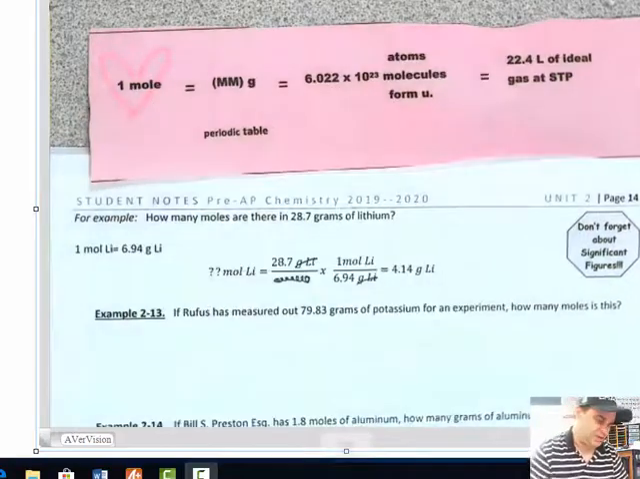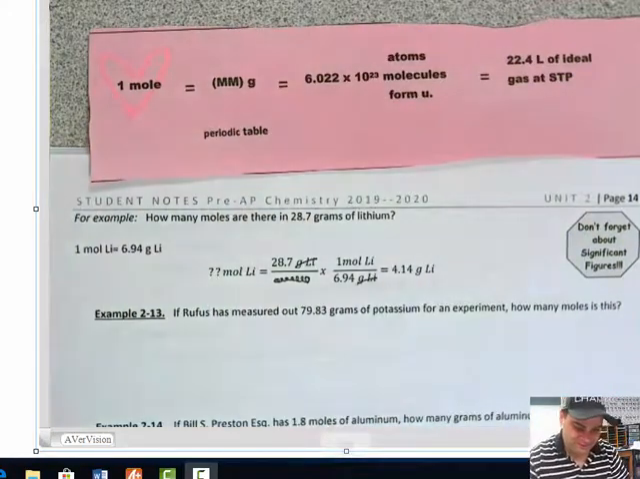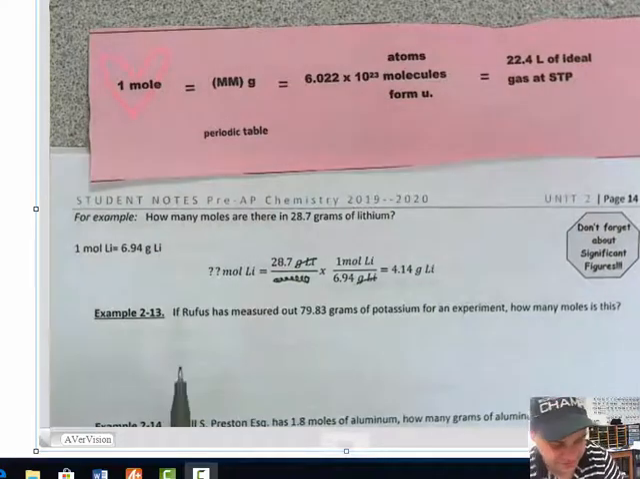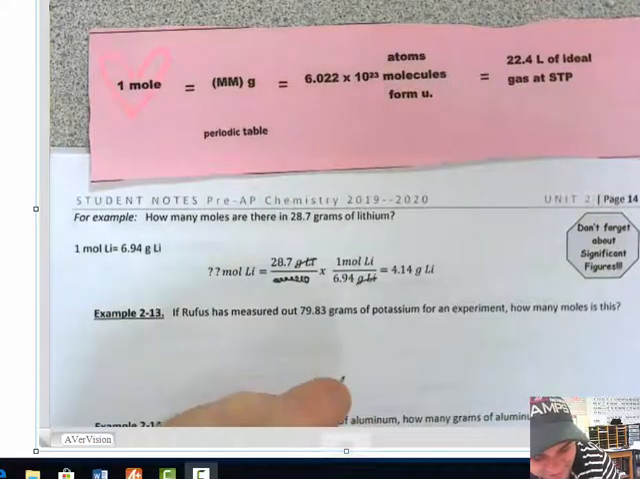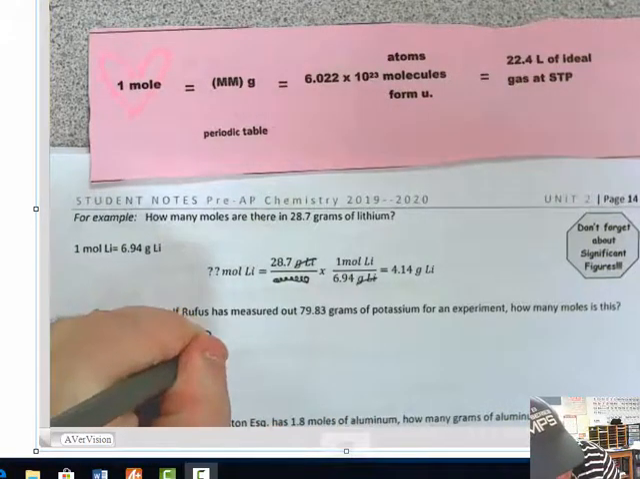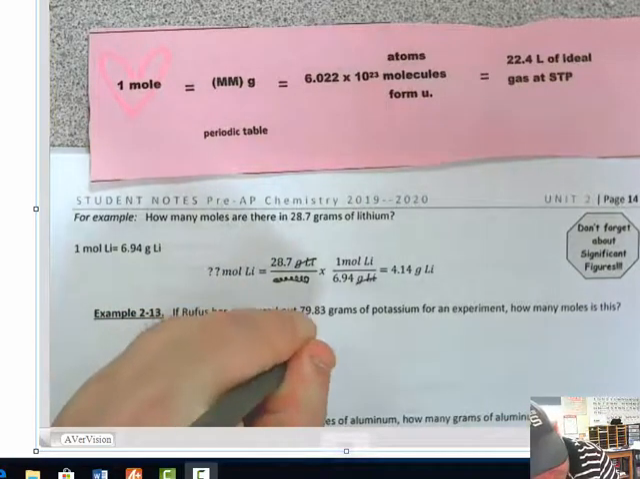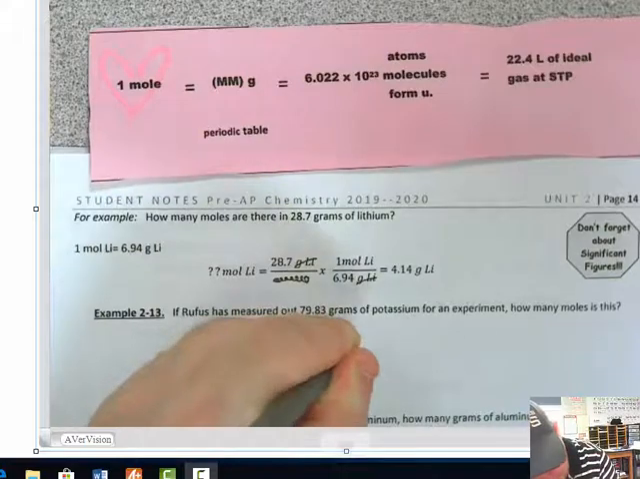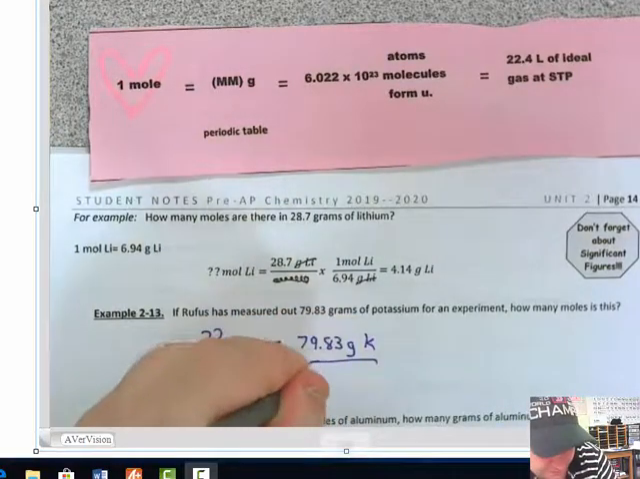Shall I show you how this is done? Okay, here we go. If Rufus has measured out 79.83 grams of potassium in an experiment, how many moles is this? So we have question mark moles, and we are starting off with 79.83 grams of potassium.